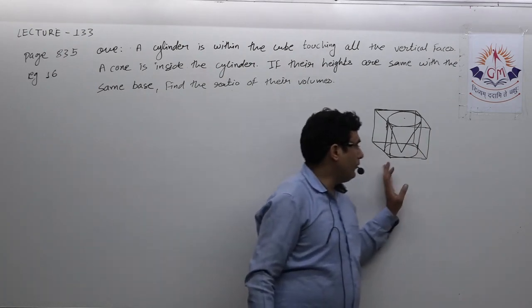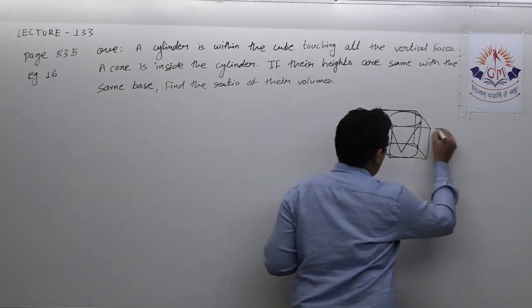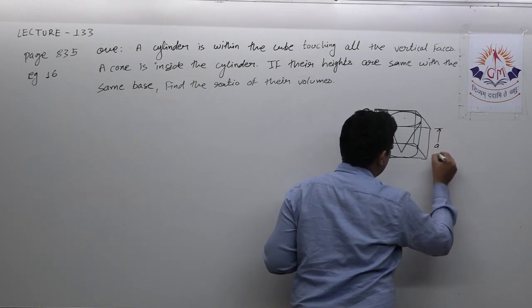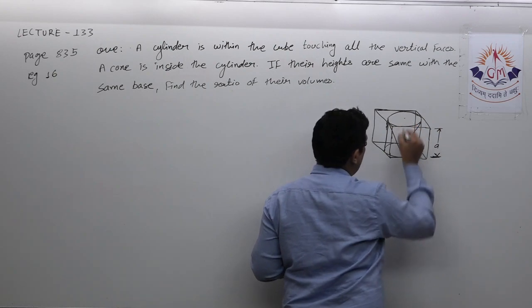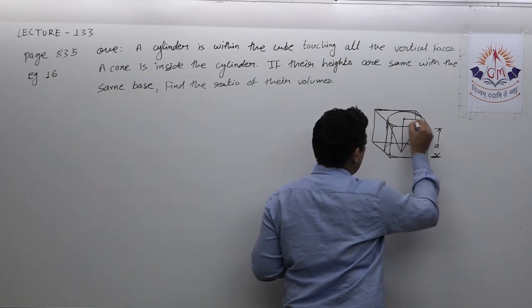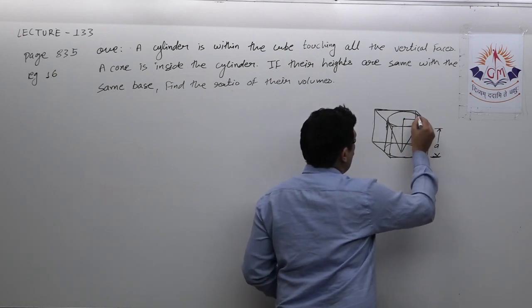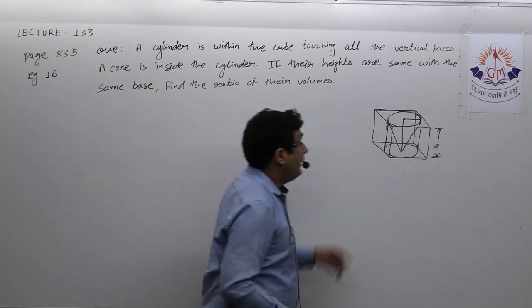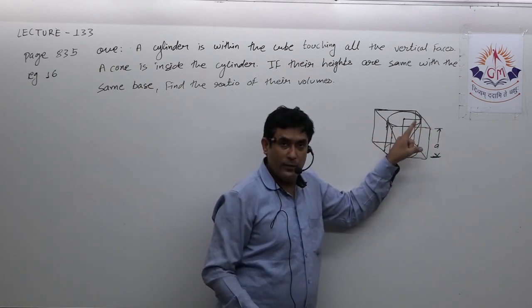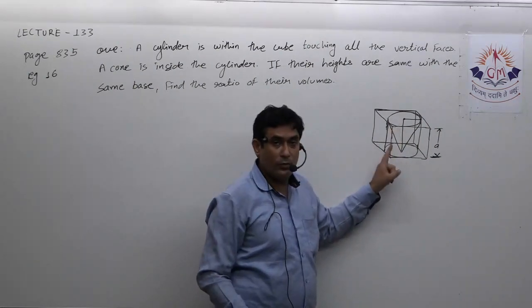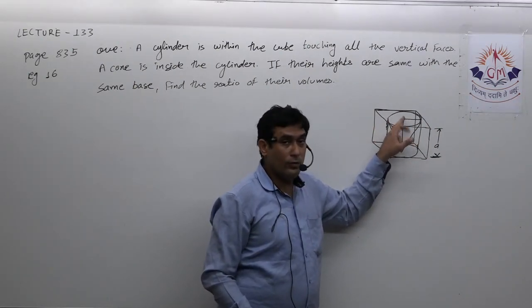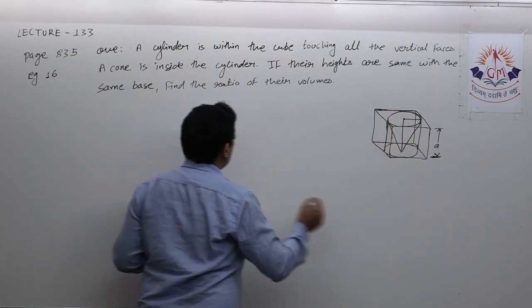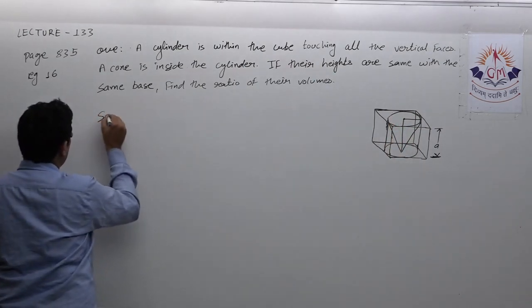Now first of all, if I say the edge of the cube is A, then definitely the height of the cylinder will be A, and the diameter of the cylinder will be A. Similarly, the height of the cone will be A as well as the diameter of the cone will be A. Okay, so let us see how to solve this.